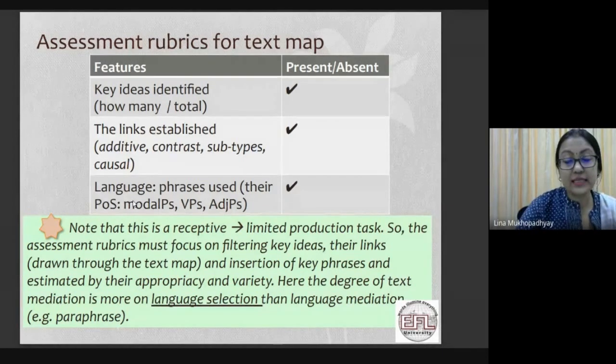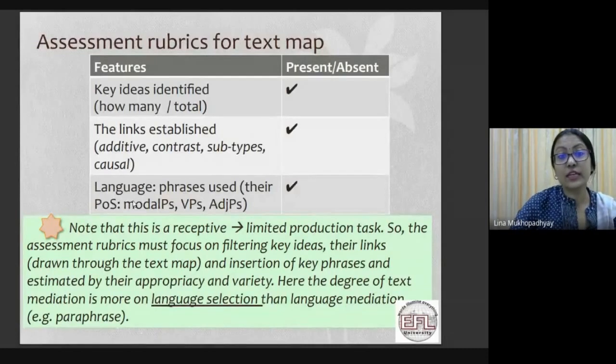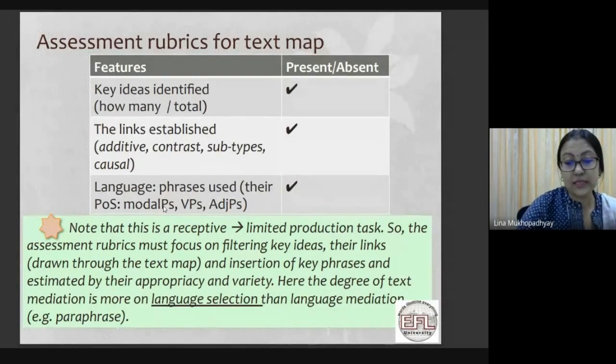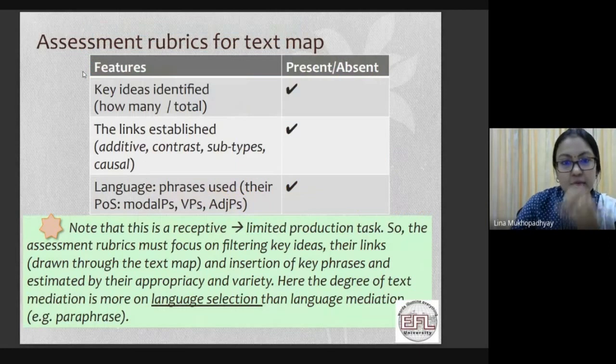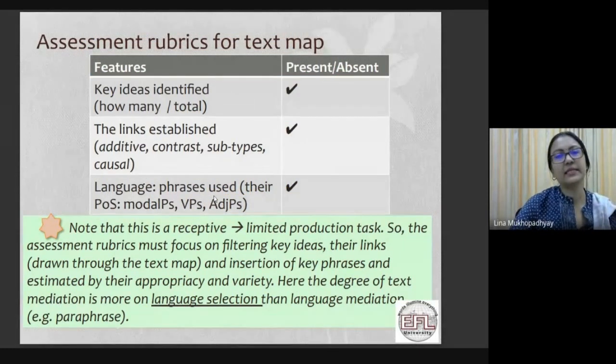So what are the phrases the learners have used? Have they used them appropriately? Are they accurate? We need to look at the part of speech of the phrases. There are a number of modals: can be fun, can be costly, can be affordable. There could be some adjectival phrases, that people can suffer from travel sickness, adjectival or adverbial phrases, traveling abroad for holiday. So we can look at the phrases used, their grammaticality and their variety in terms of parts of speech.